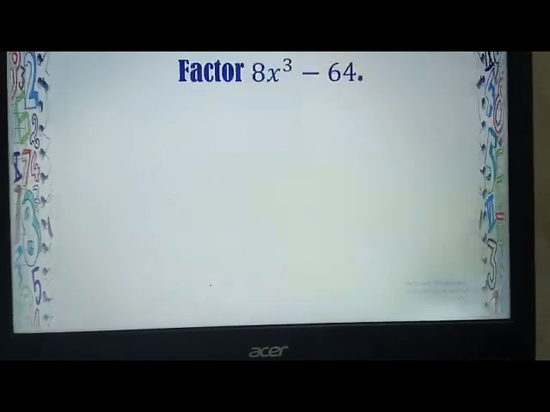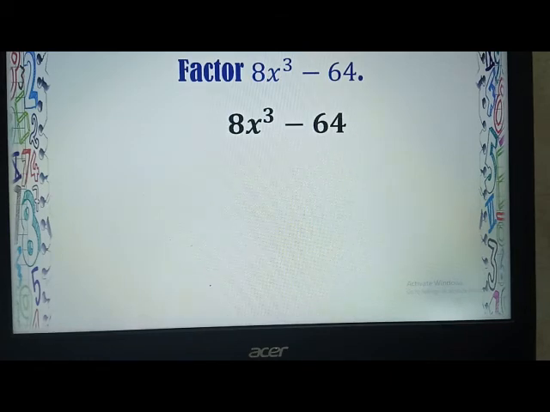Example 2. Factor 8x cubed minus 64. We have 8x cubed minus 64.